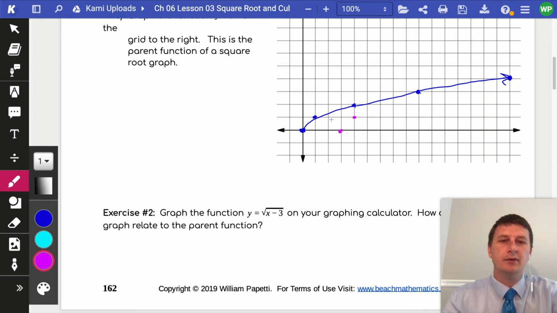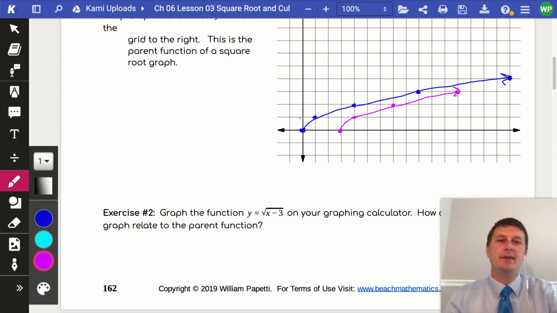And then we have the point 7, 2. And then we have the point 12, 3. And we can't fit any more on that graph. But you'll notice that when you connect this with a nice smooth curve going through the points, I'll try to do that right here. There we go.